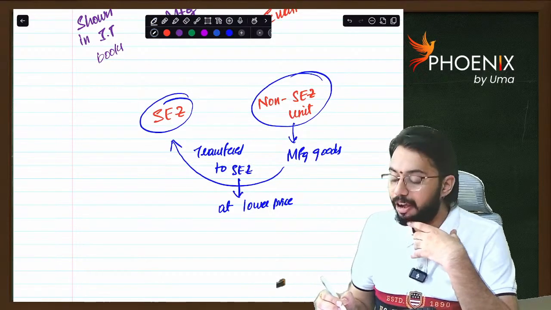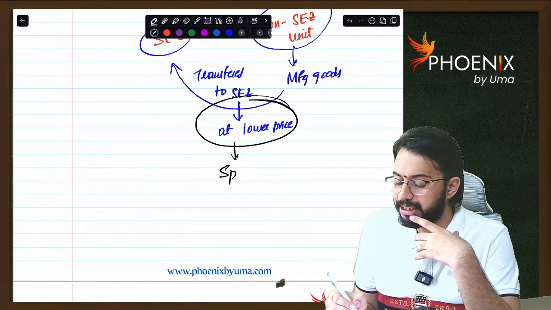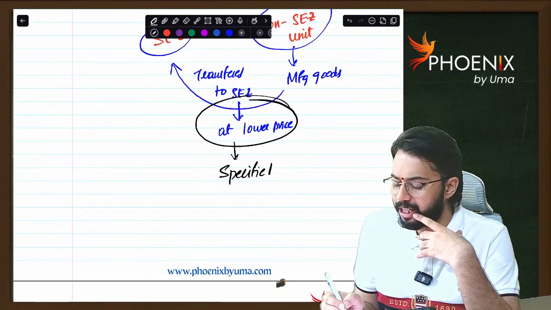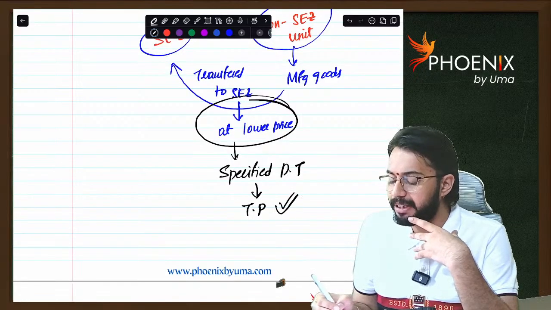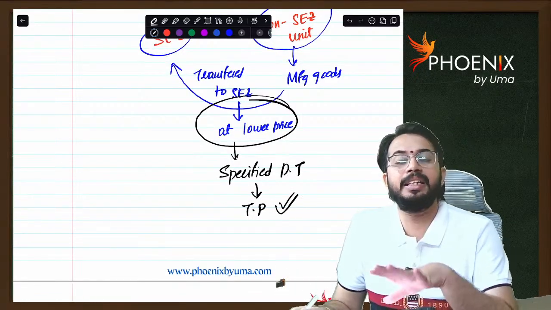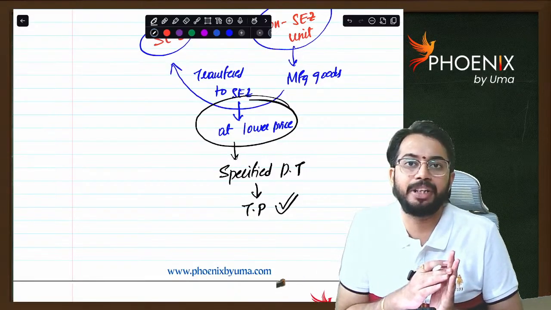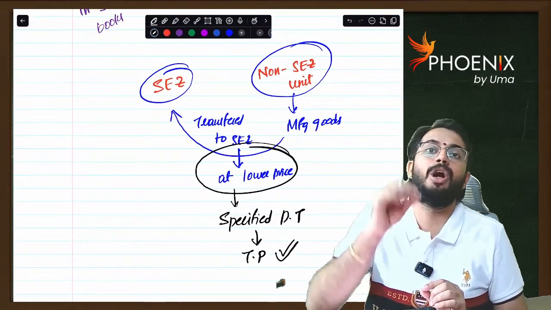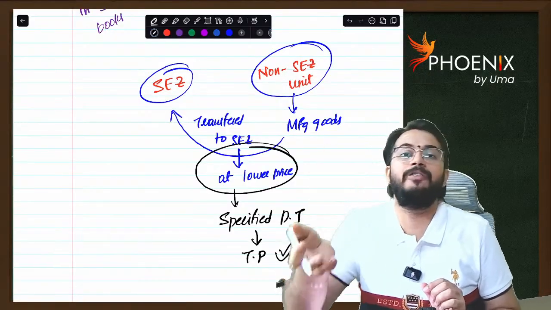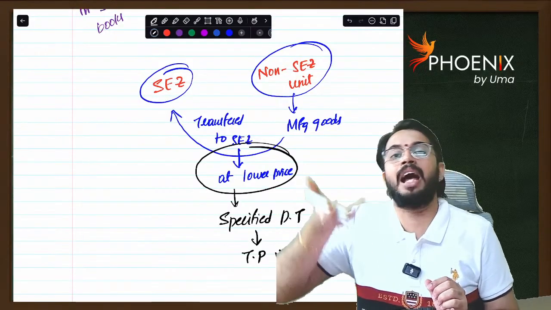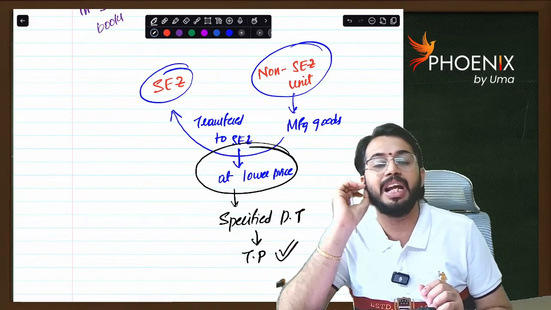For this transaction, we call it a specified domestic transaction. Even for specified domestic transaction, transfer pricing provisions are applicable. This is a case of tax avoidance. Genuinely he is doing the manufacture, but he is showing lower profit in non-SEZ area and higher profit in SEZ area, because if there is higher profit in SEZ area, total profit they can claim as deduction under section 10AA.